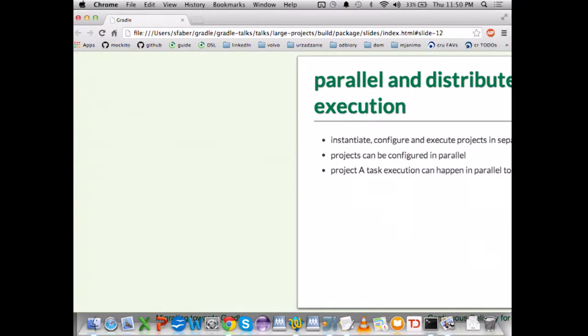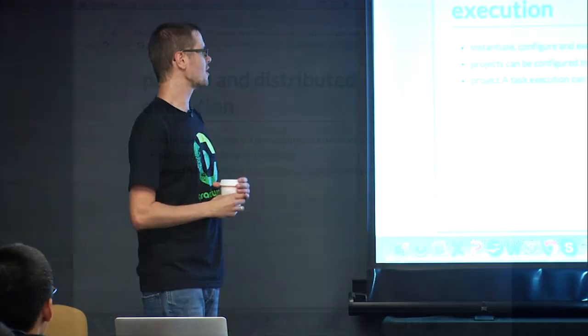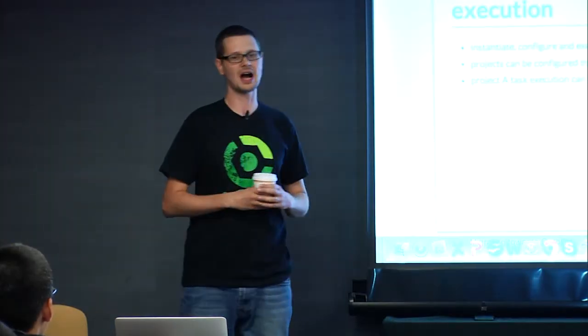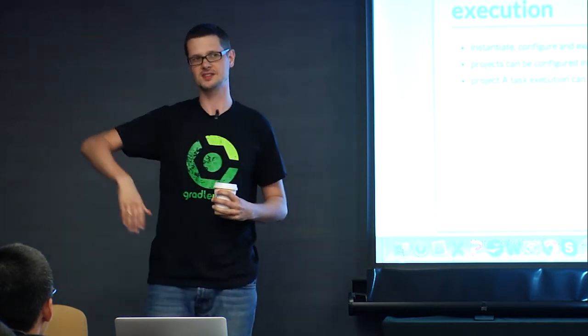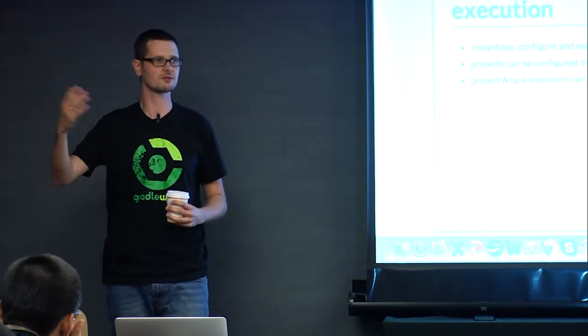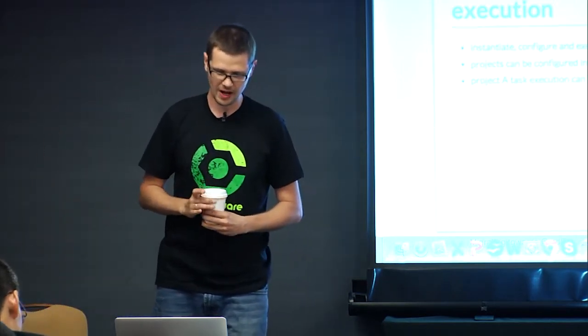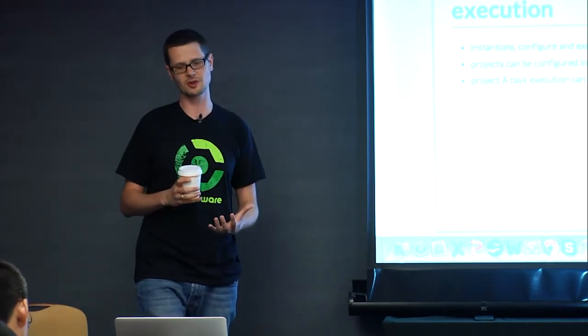So let's take a look. What are other things? Oh yeah, parallel and distributed execution. We now have a parallel build. I'm going to demo that later. The current parallelism that we support is based on threads. But as we go further, we will be able to execute in separate processes. And once we have that, we can distribute across machines and run the build on different boxes. So the configuration model changes will enable that.